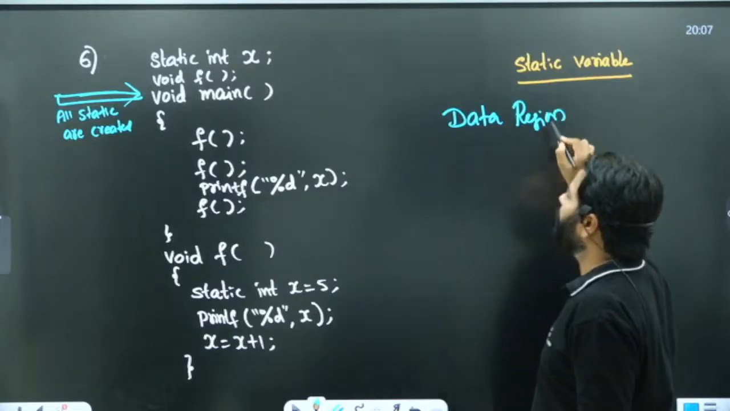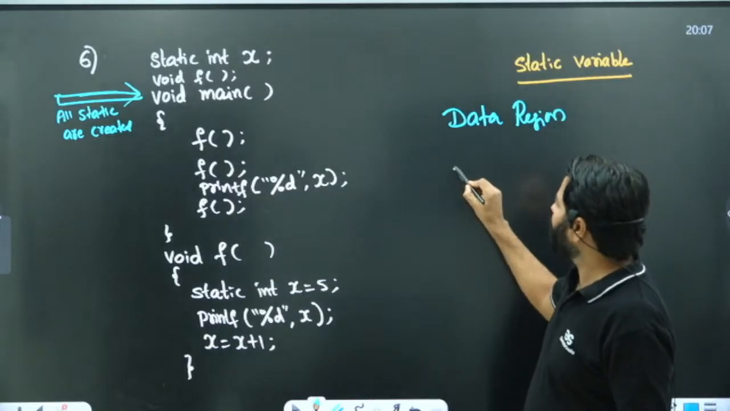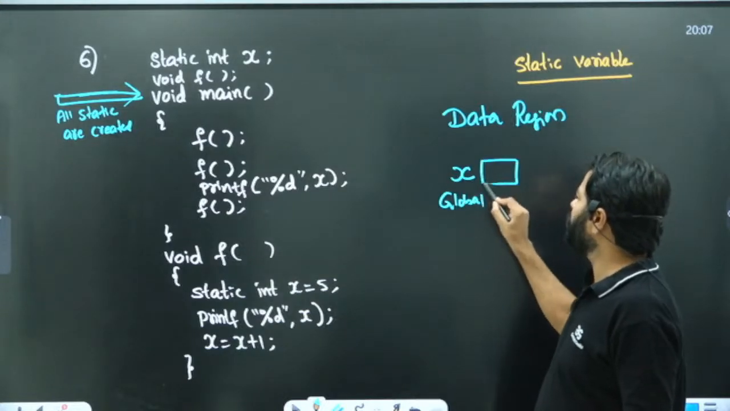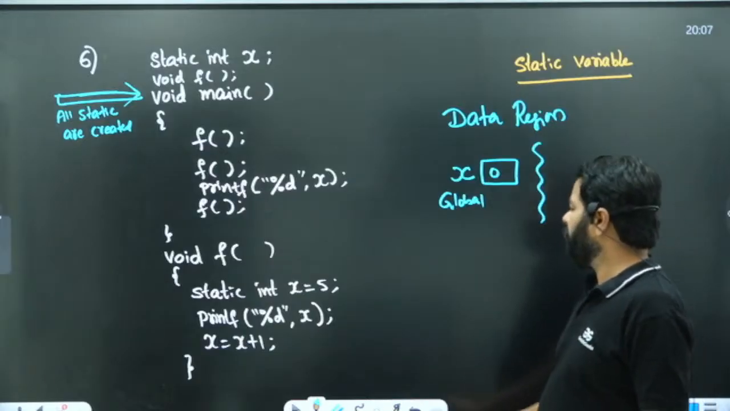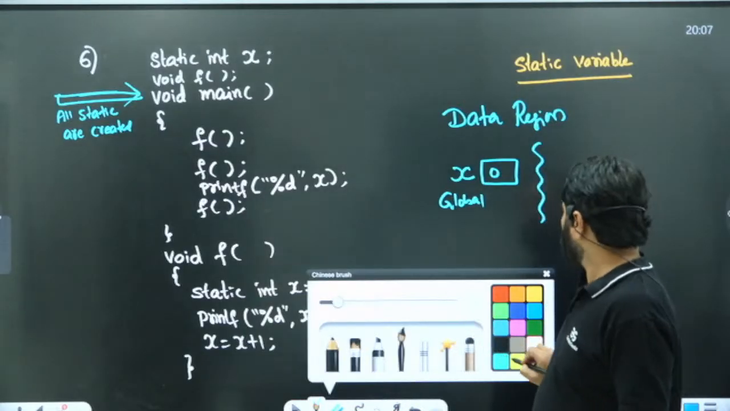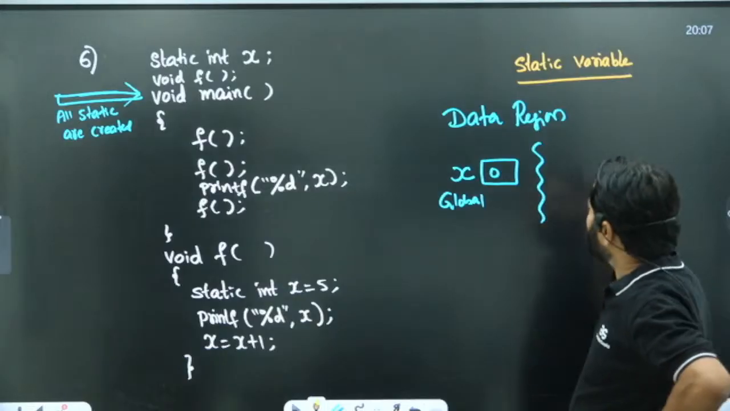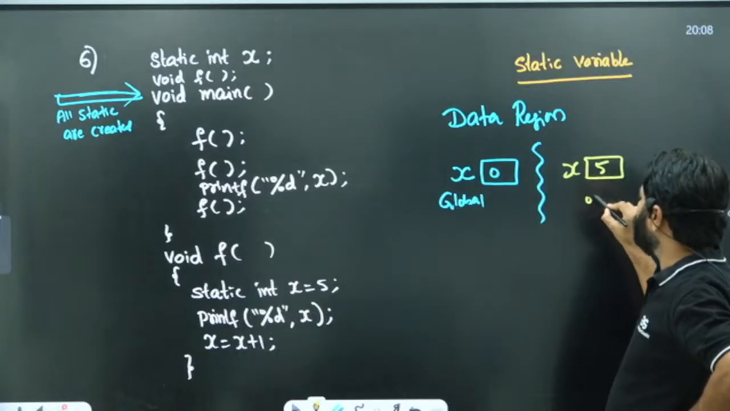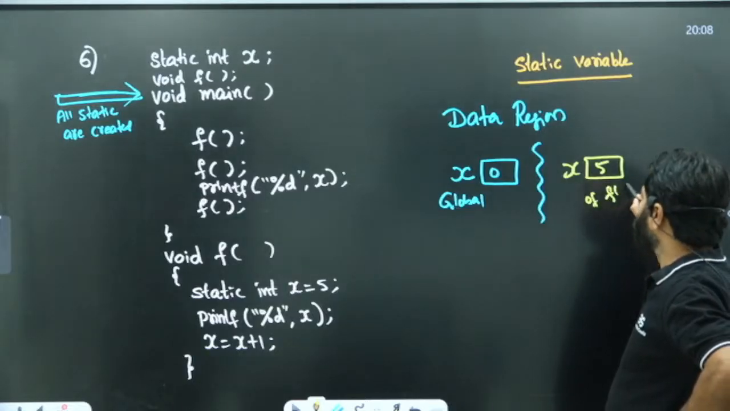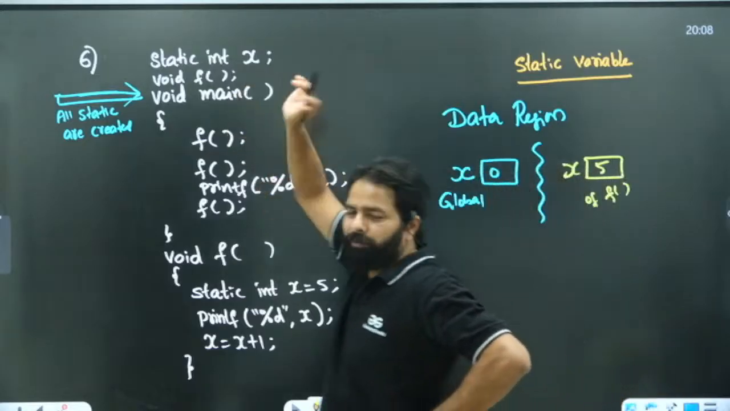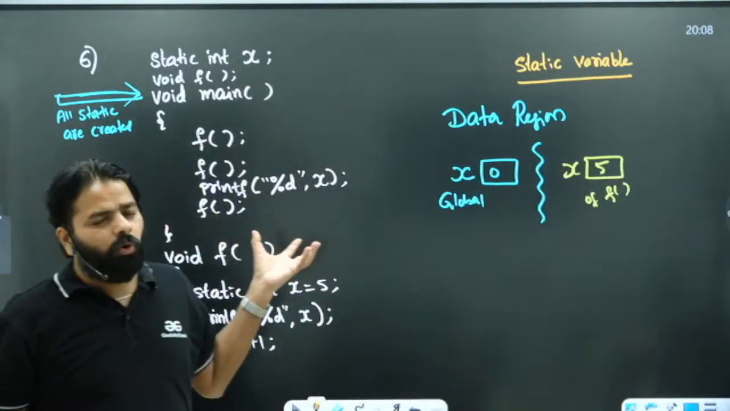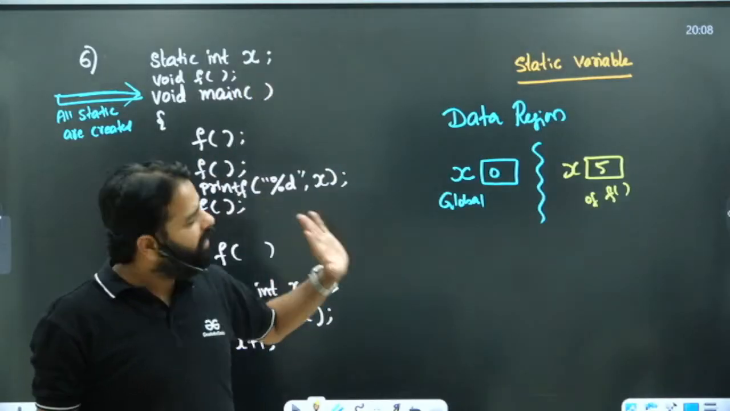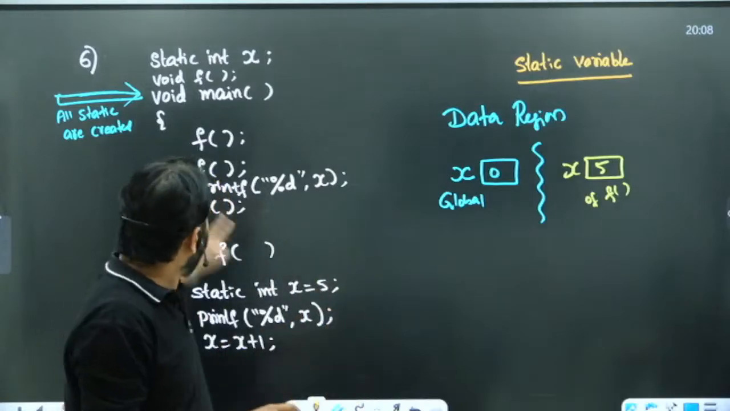it knows clearly there is X global, which is initially 0 as you did not assign, and there is another X, which is 5, which belongs to function f, and there is no static variable for the main. It knows clearly all the static variables of this program are created in the data region at this point.